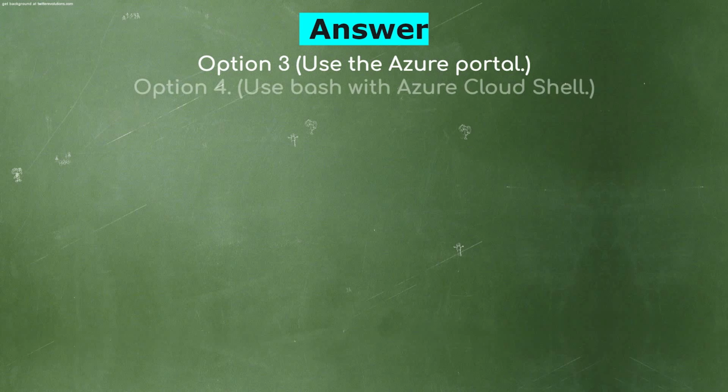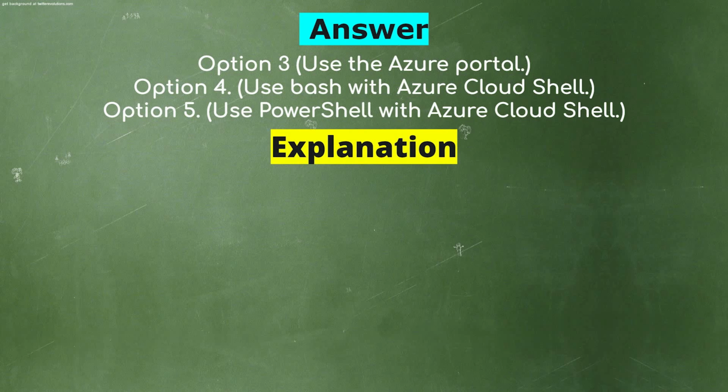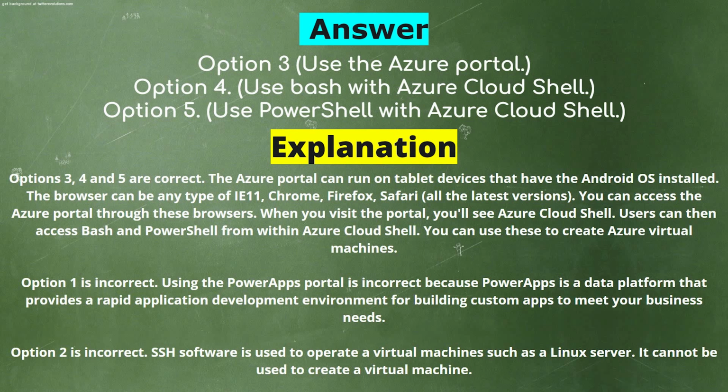And the correct answers are: Option 3. Use the Azure portal. Option 4. Use Bash with Azure Cloud Shell. And Option 5. Use PowerShell with Azure Cloud Shell. Explanation. Options 3, 4 and 5 are correct.